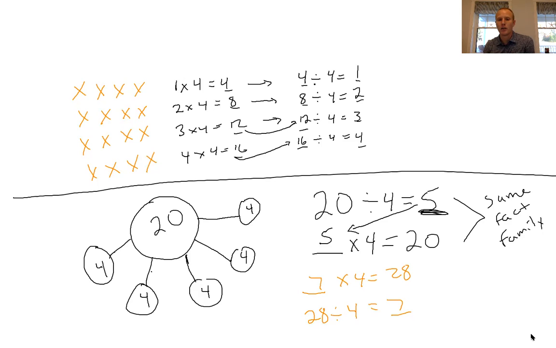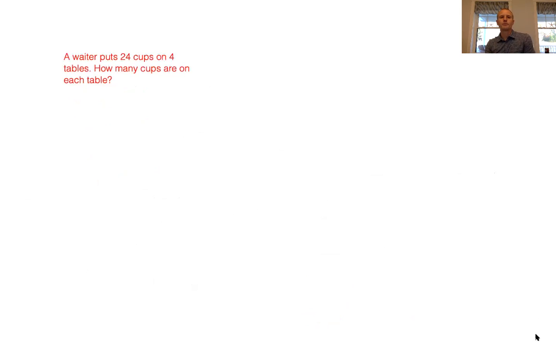Let's go ahead and take a look at how this applies to some word problems. We have one here. It says a waiter puts 24 cups on 4 tables. How many cups are on each table? And so we're going to take a look at this in a couple of different ways. Some of you are going to do this.